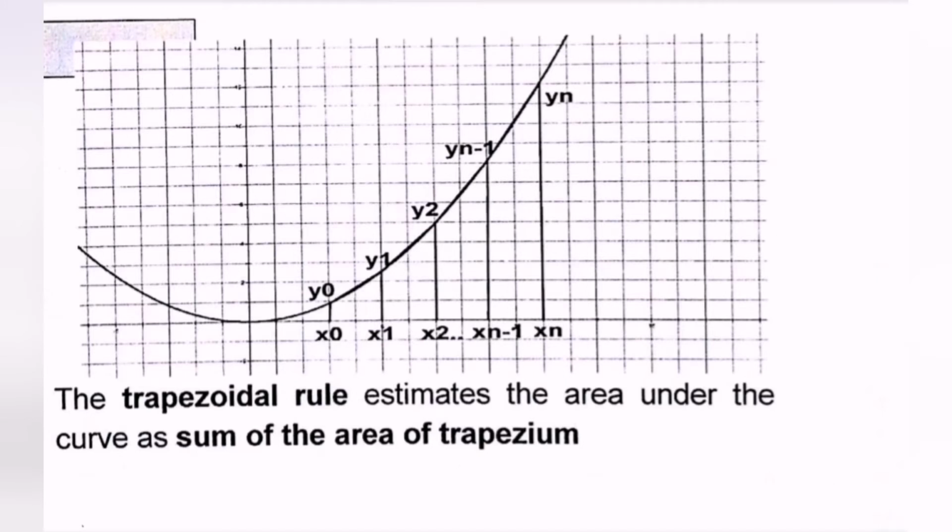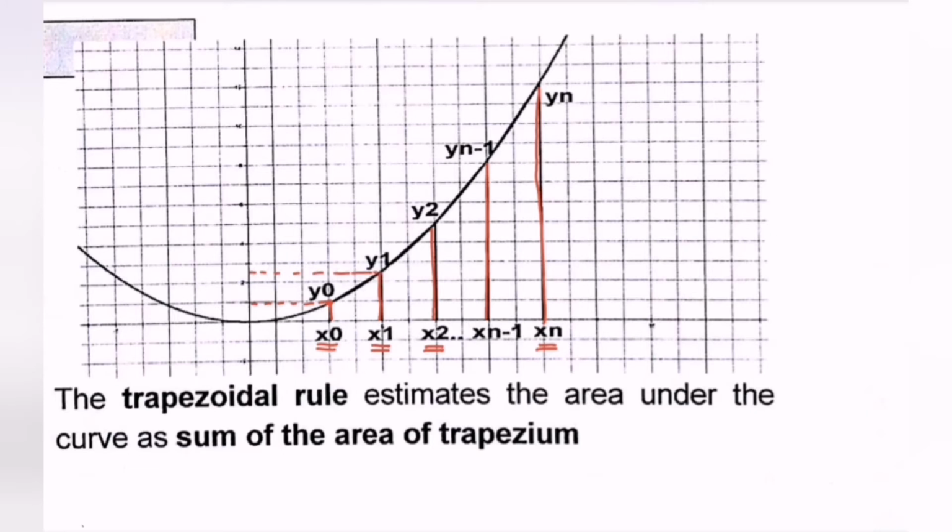So here we have the situation. Let's say we have the function f(x). The trapezoidal rule is used to estimate the area under the curve as a sum of the areas of trapezia. As we can see, here we have a trapezium. Here we have the ordinates x0, x1, x2 until xn. Whenever we substitute the value x0 into the function f(x), we will have the value of y, which we denote as y0. For x1, we denote it as y1, and so on.